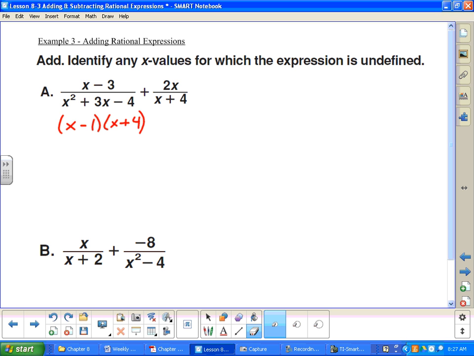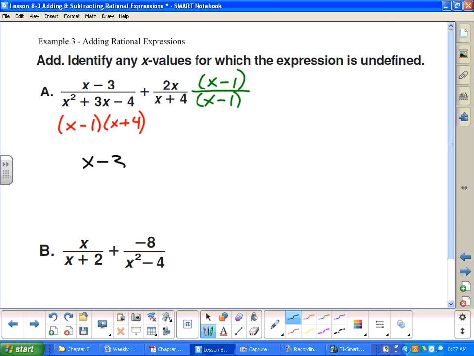So I want a common denominator. So that means I need to multiply this other denominator by x minus 1, but I also have to multiply the numerator by x minus 1. And how come I have to do it to the numerator also? What's x minus 1 over x minus 1? It equals 1. So in reality, all I'm doing is multiplying by 1, which changes the way it looks, but it doesn't change the value of it.